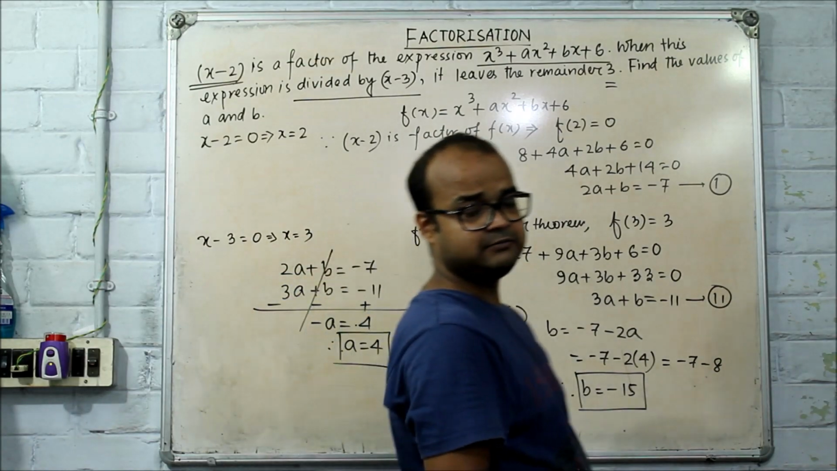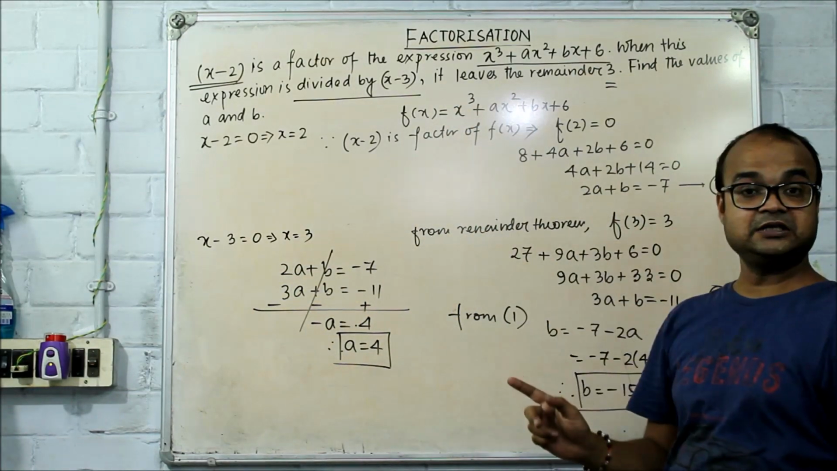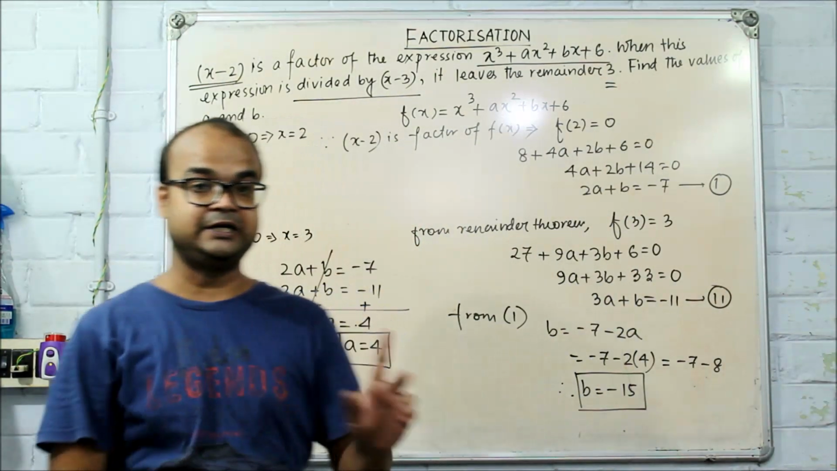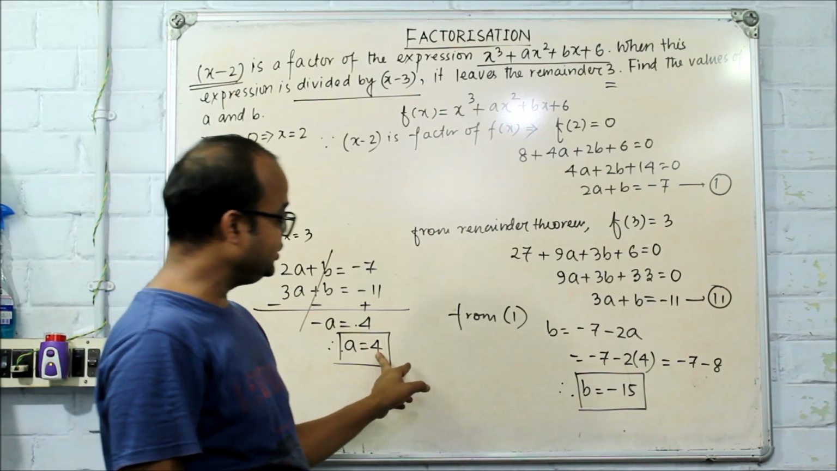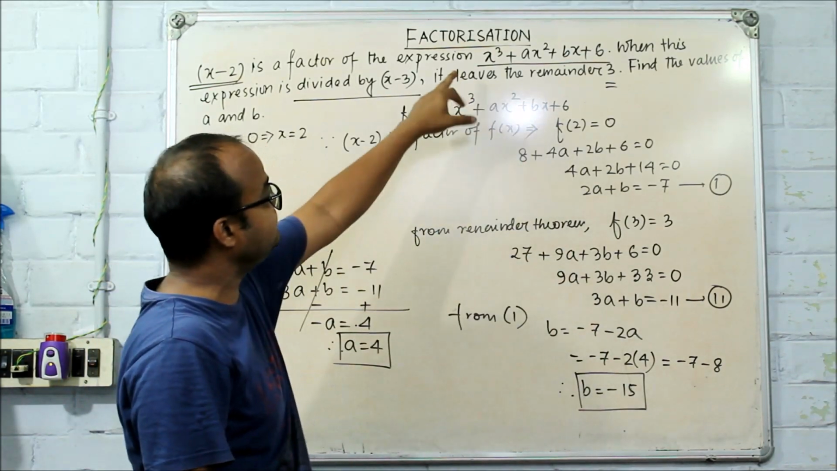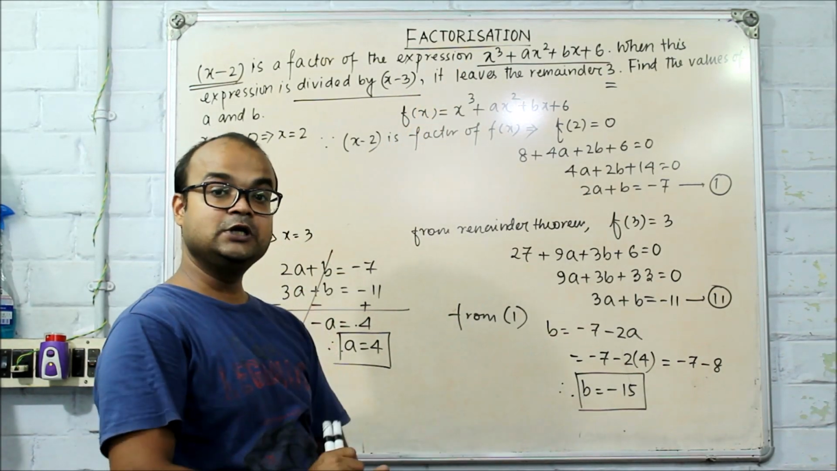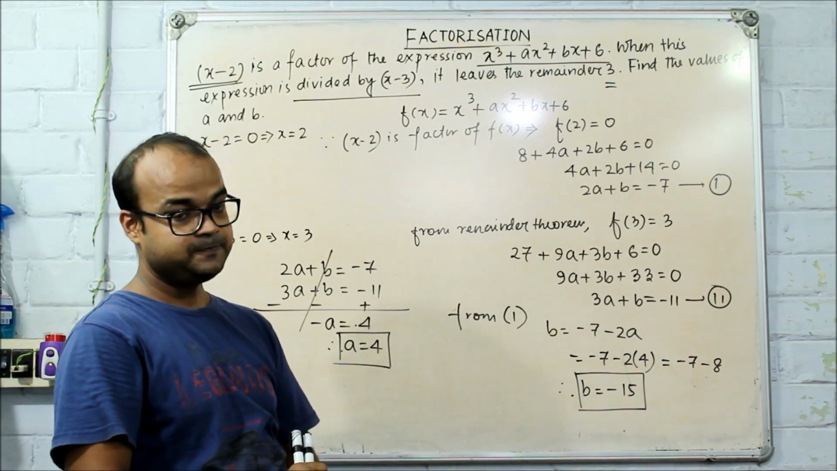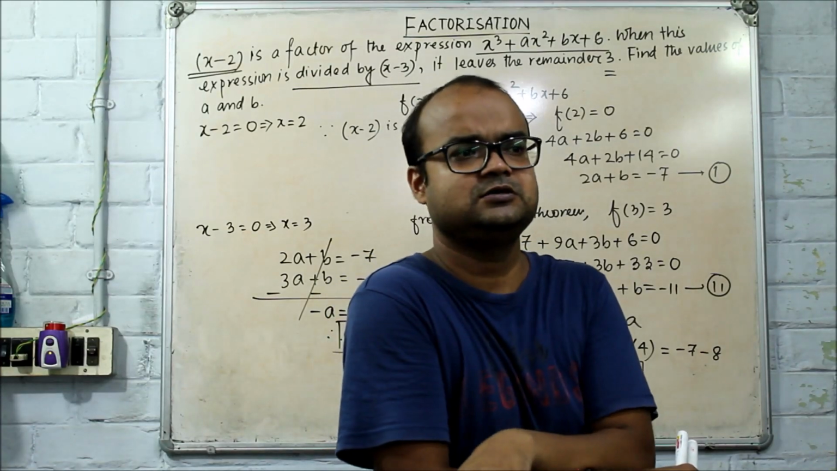Now sometimes they add another part: hence factorize completely. So what you need to do, you need to substitute a is equal to 4, b is equal to minus 15 in the given polynomial and factorize it further. Clear? So this is one of the smallest exercises.